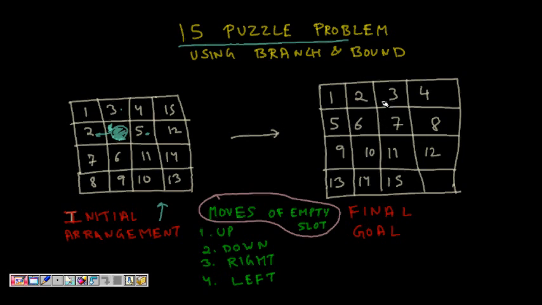In the final state I have 1 2 3 4 5 6 7 8, so in each of these cells these numbers should be there, and there should be the empty space here. So you understood the moves. I can move the slot up, down, right and left. But if your empty slot is here, you cannot move to the right. So how many moves are needed? You have to search how to move this empty slot so that you can go from this state to the final state.